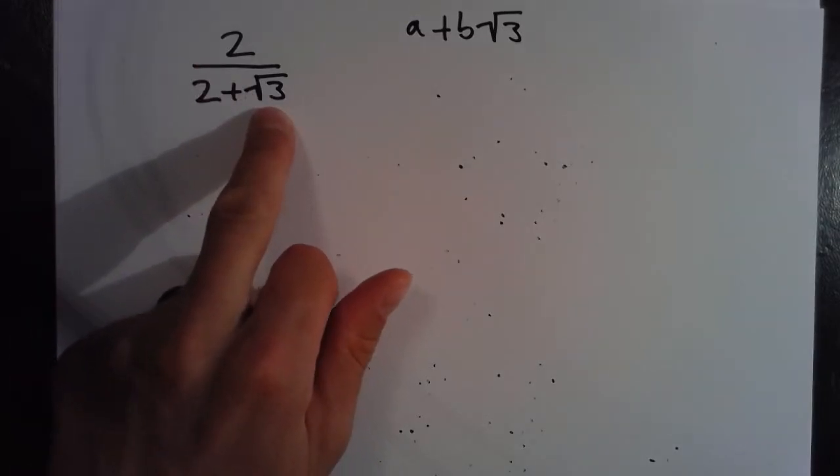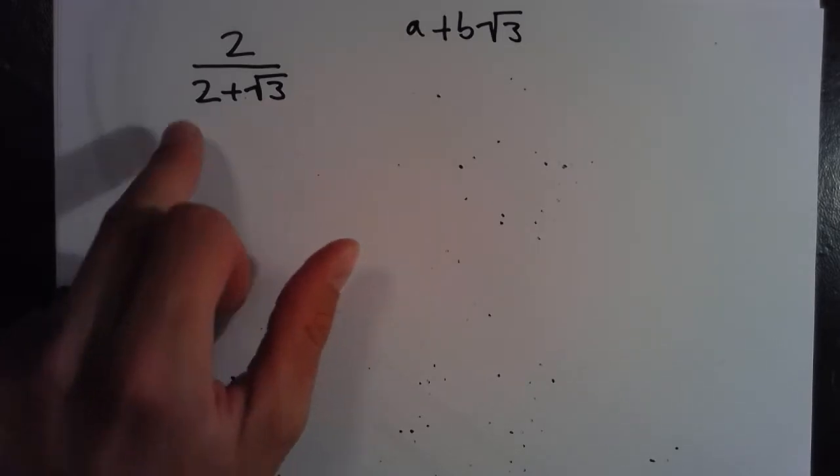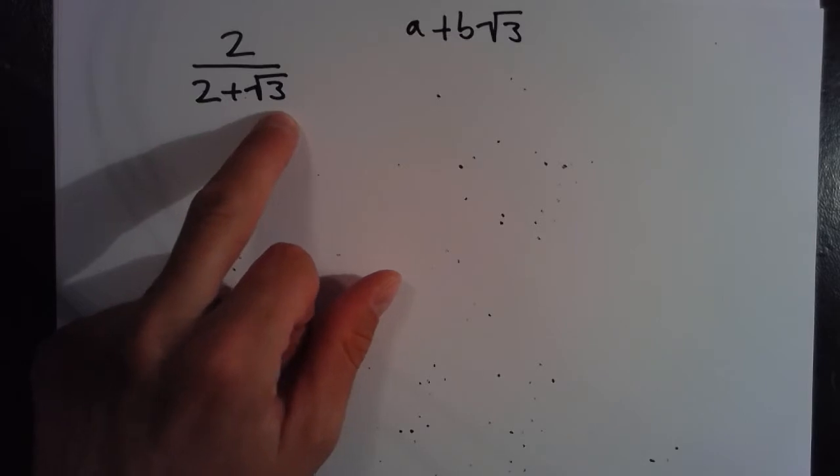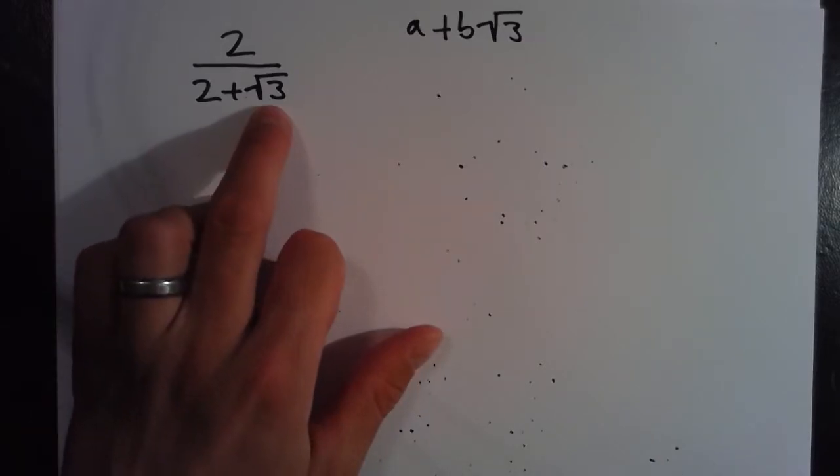Now because I've got this square root of 3 in here, and the square root of 3 is an irrational number, 2 plus the square root of 3 is going to be an irrational number. So what I need to do is to make it rational. Now that means I need to multiply my square root of 3 by itself.